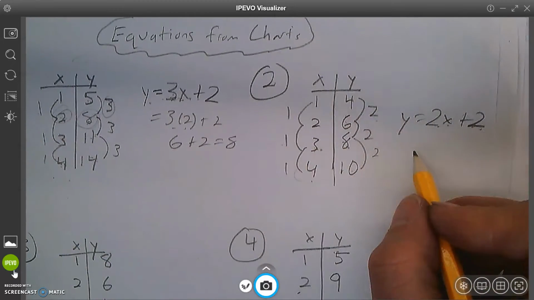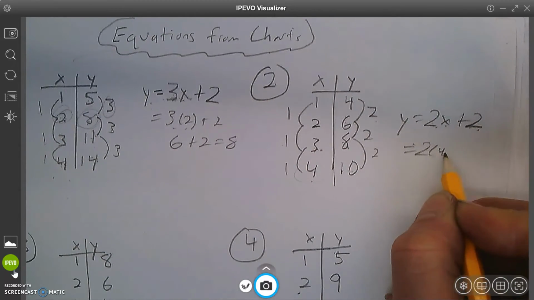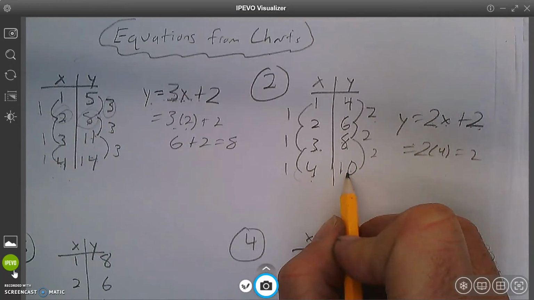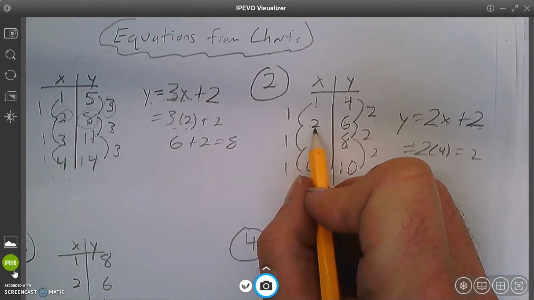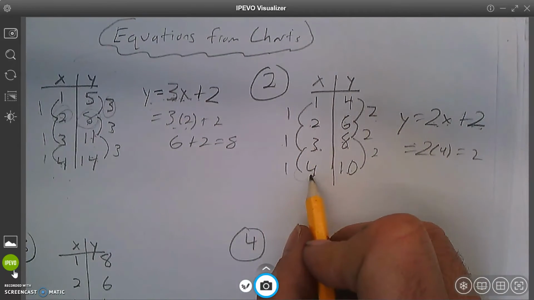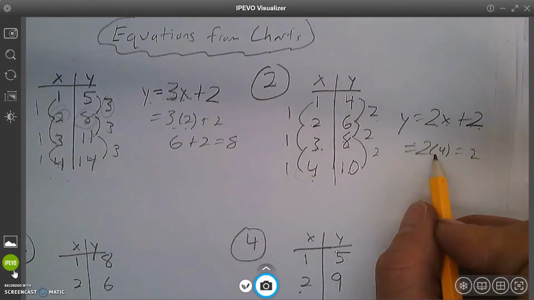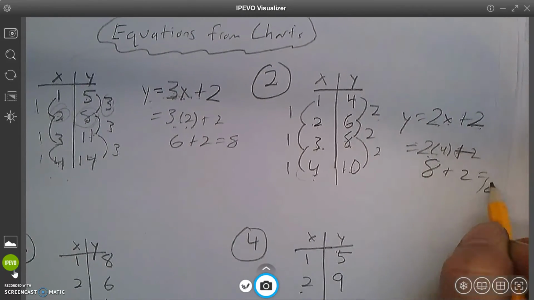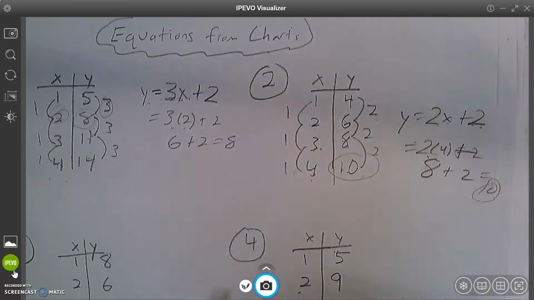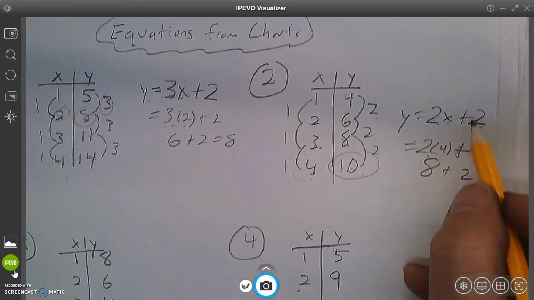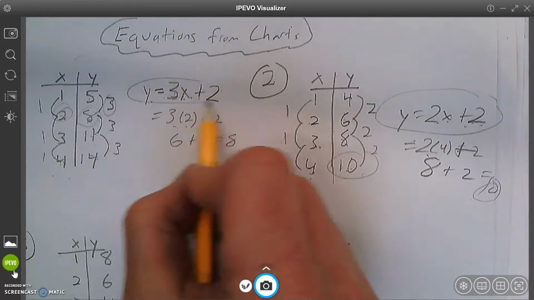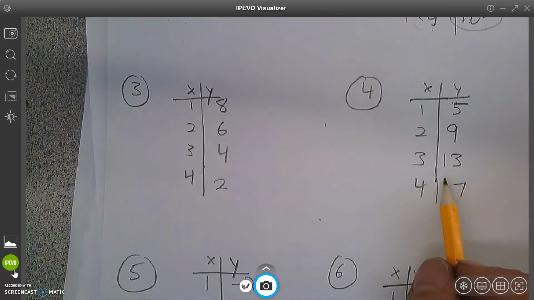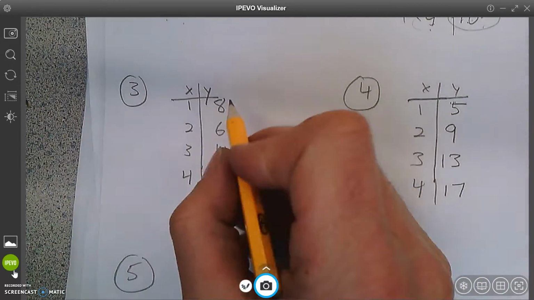Let's try it with 4, just to check. So if I take 4, I times 2 plus 2, I should get this. So 2 times 4 is 8. 8 plus 2 is 10. I get the same thing here and here. There we go. Cool. So this is y equals 2x plus 2. This is y equals 3x plus 2. Let's try this one. All right, number 3. Write that down.